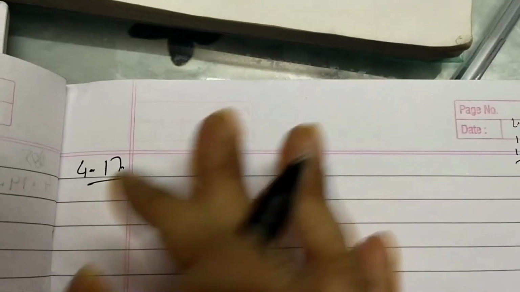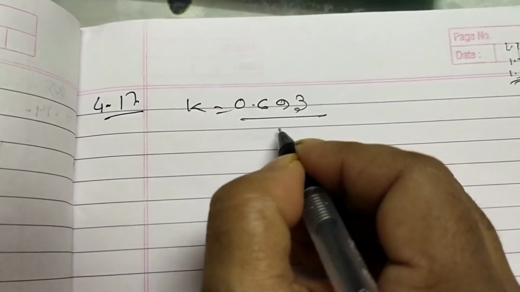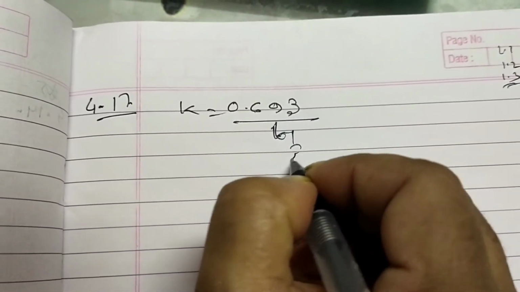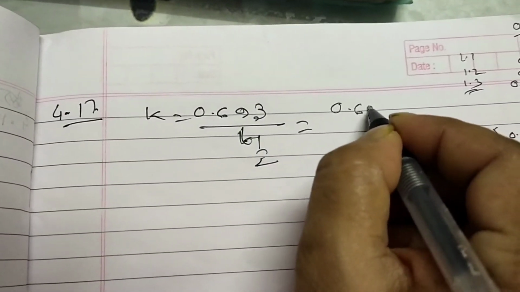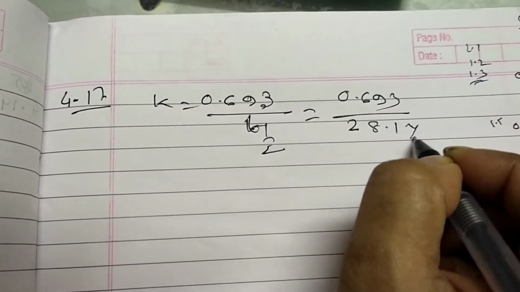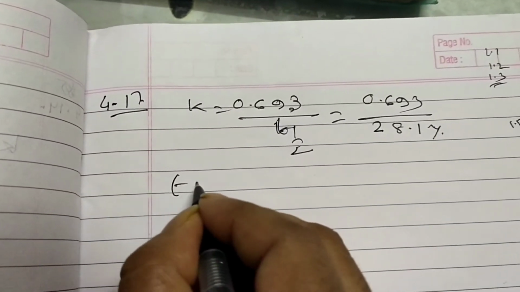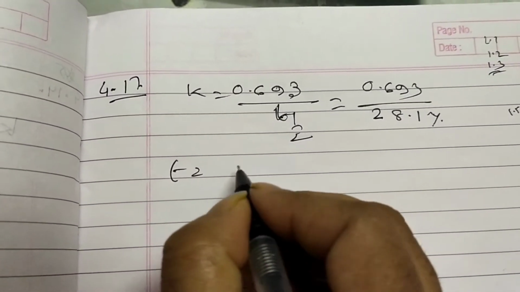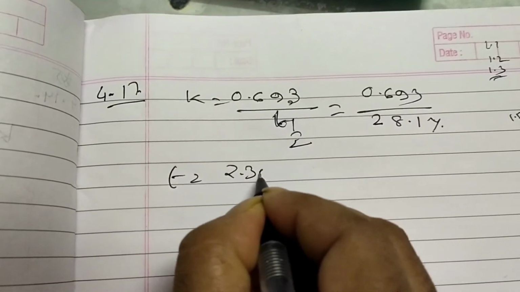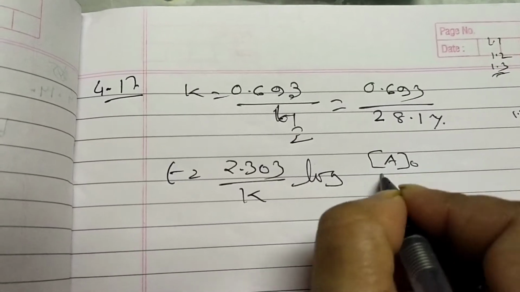4.17. So what is given to us, 1 minute. So k equals 0.693 by t half. So 0.693 by 28.1 years. Okay, so you got k. Now find t: t equals 2.303 by k log a naught by a.